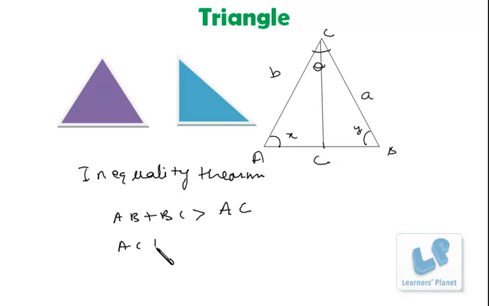Similarly, AC plus BC will be greater than AB, and similarly AB plus AC will be greater than BC. So this is the inequality theorem for triangles.